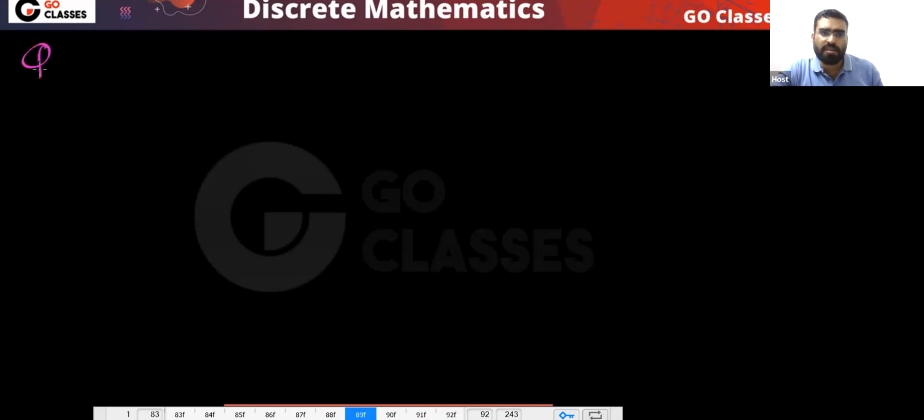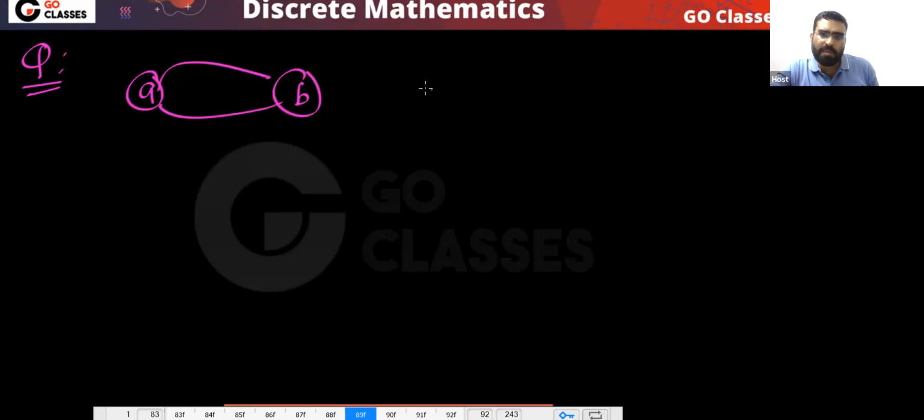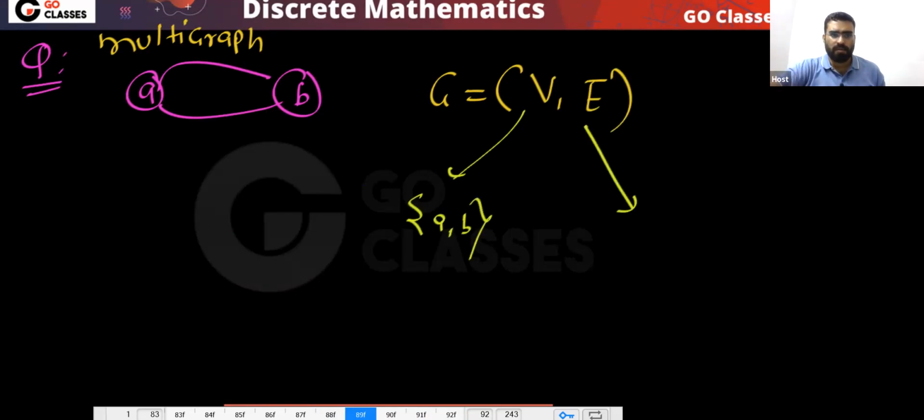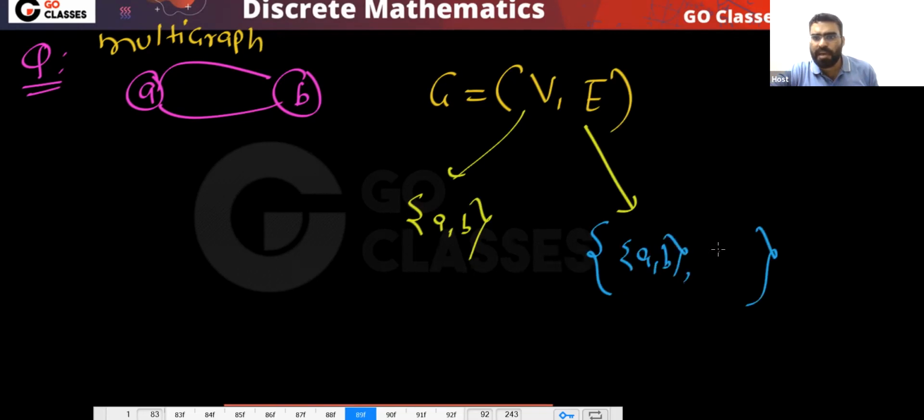Let's take this question. Notice this graph with vertices A, B. Here you can notice this is a multi-graph. And you know that a graph is a set of vertices and a set of edges. So the set of vertices is A comma B, that is fine. But tell me, what is the set of edges? That is A comma B, A comma B.